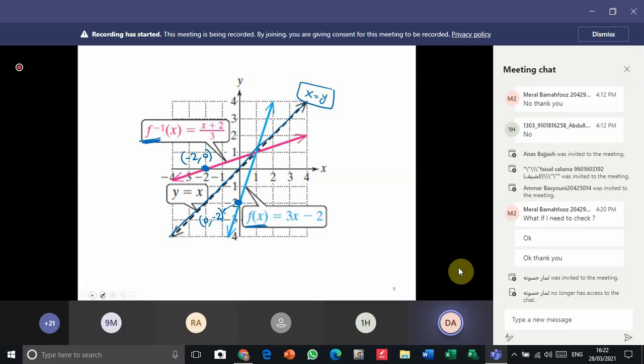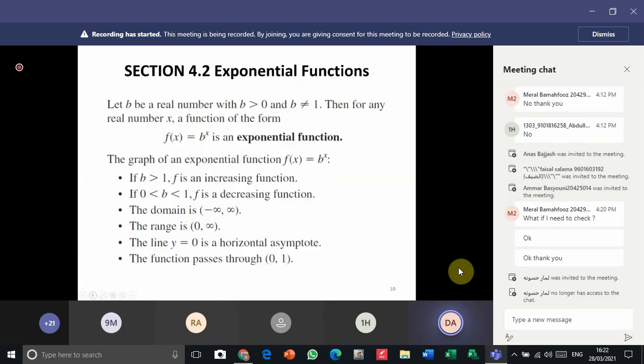Any question? Any question before starting the exponential function? Any question about the inverse?